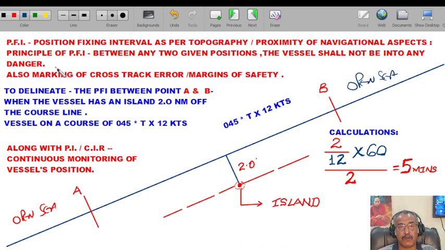We know we have a cross-track error. We can always mark it on ECDIS and feed it on ECDIS or GPS. That will give you margins of safety. That should also not be undermined.